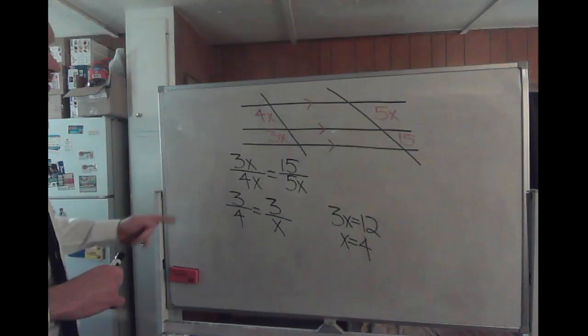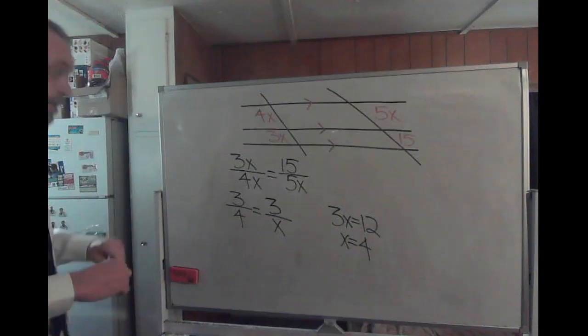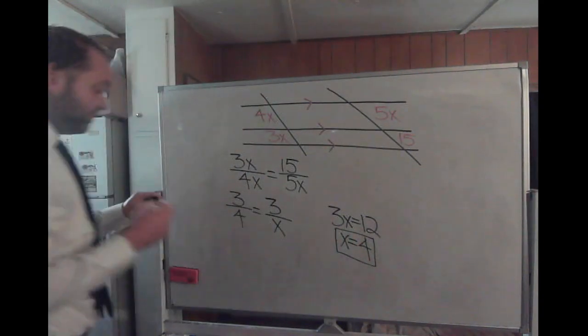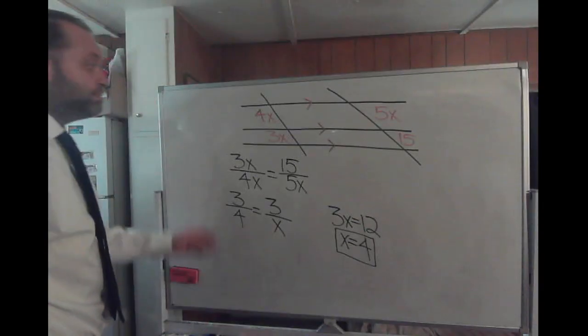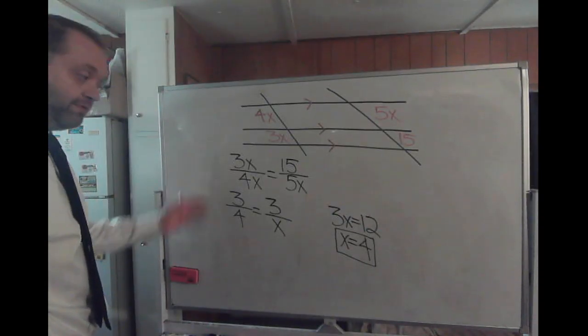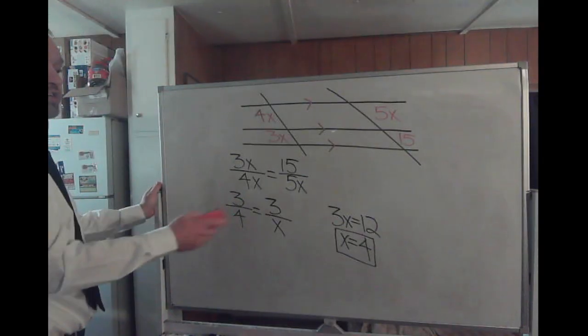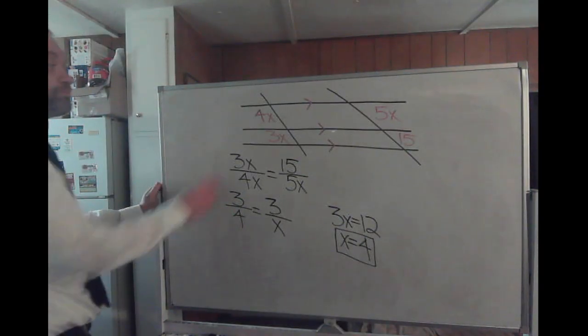16 to 12, 20 to 15. Yep, all right, and it would check out. So the value you should get for x would be 4, and you would end up getting the same ratio of 3 to 4 for each of these lengths. So the value of x you get in this case is 4.